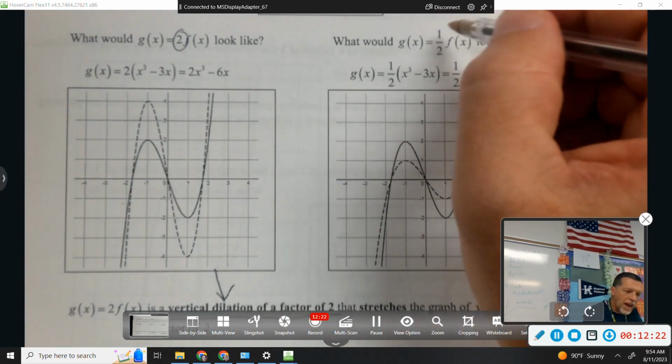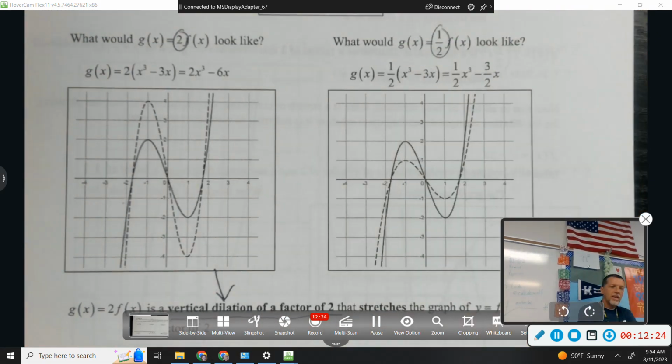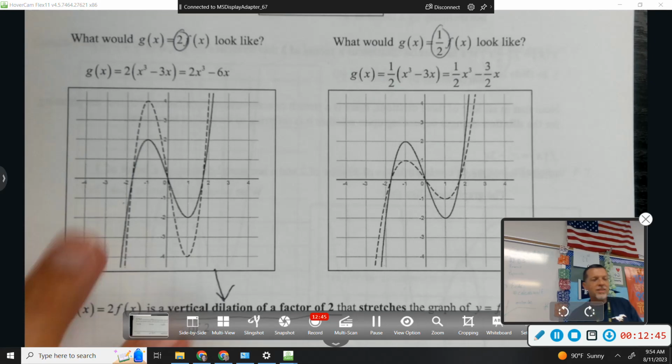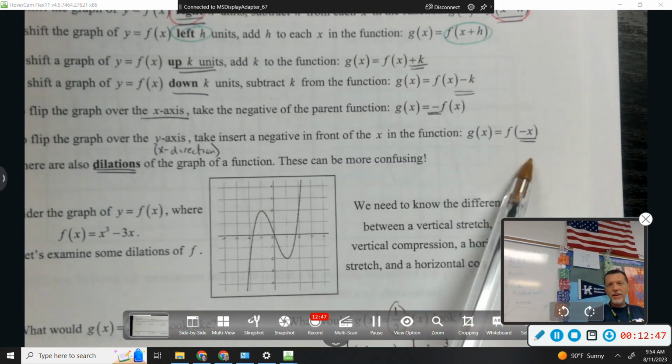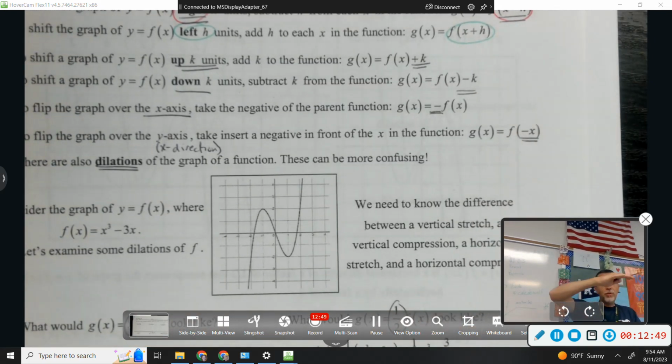If you put a 1/2 out front, let me back up a second. Anything in with x does something in the x direction, right? So x plus h, x minus h shifts it left and right. A negative in there with x flips it left and right. A multiplier in there with x stretches it left and right. If it's not in there with x, it controls y stuff. So if you put a plus k or minus k at the end, it moves it up or down.